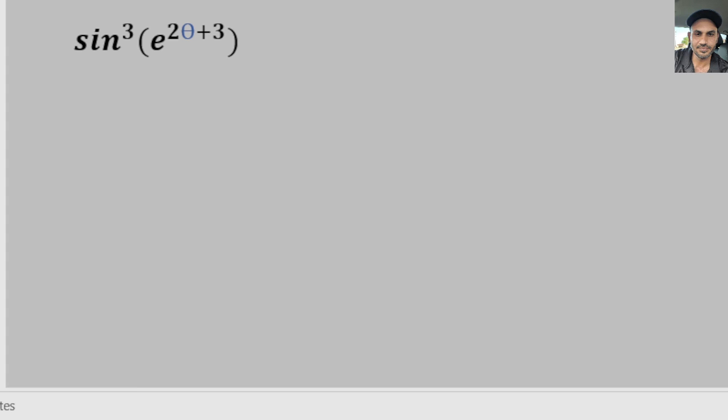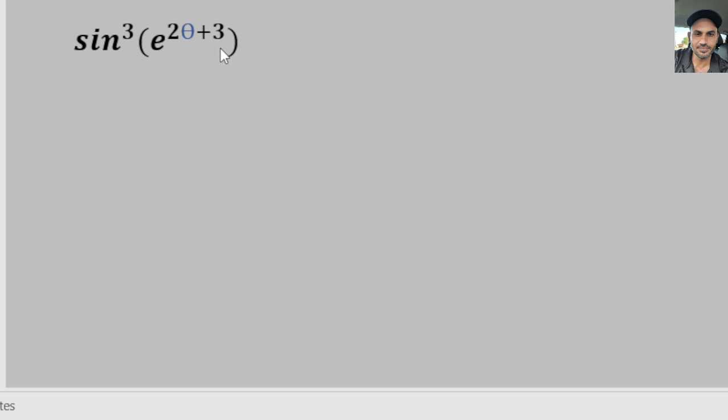Hello everyone, in this video I'm going to take the derivative of sine cubed of e to the 2 theta plus 3. So I'm using a different variable in this particular example. I'm using theta instead of x, which is not going to make any difference. We're going to now differentiate the function with respect to theta instead of x.